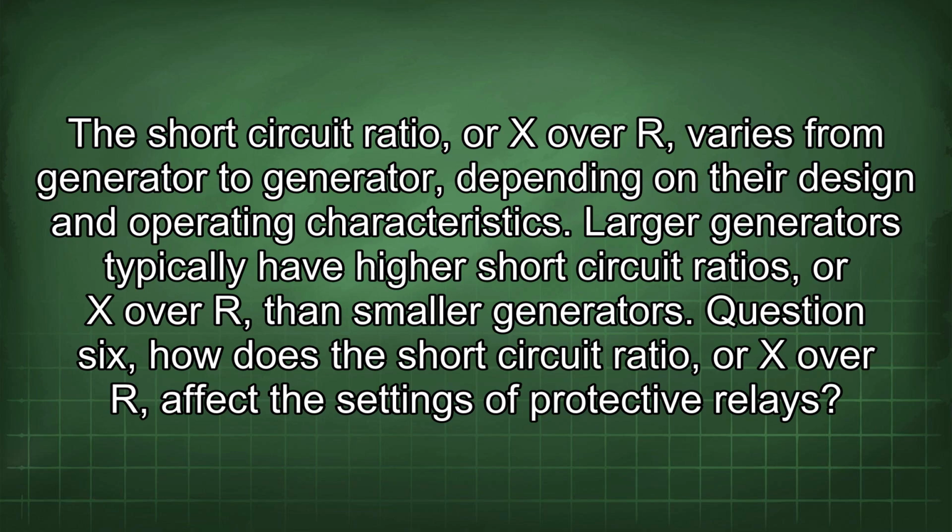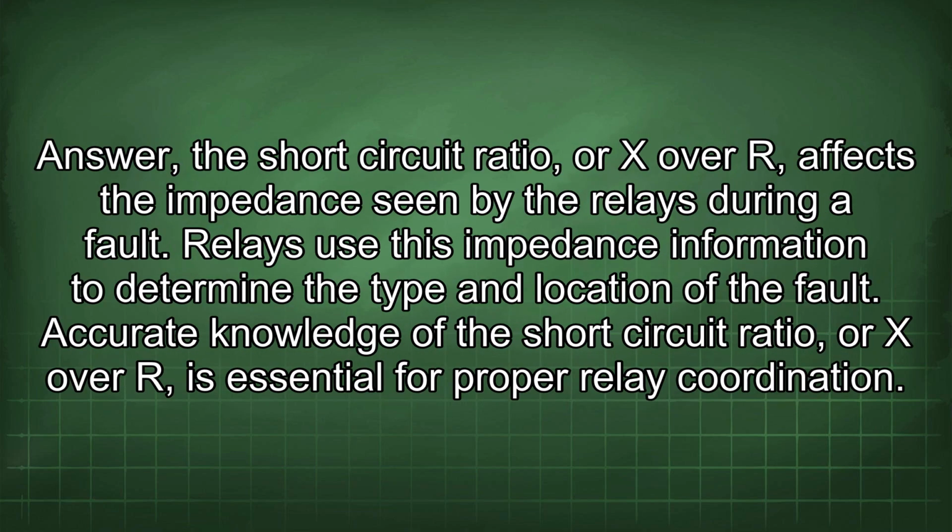Question 6. How does the short circuit ratio, or X over R, affect the settings of protective relays? Answer: the short circuit ratio, or X over R, affects the impedance seen by the relays during a fault. Relays use this impedance information to determine the type and location of the fault. Accurate knowledge of the short circuit ratio, or X over R, is essential for proper relay coordination.